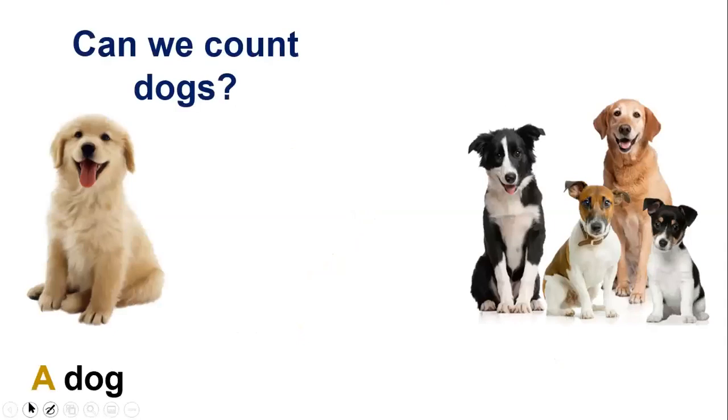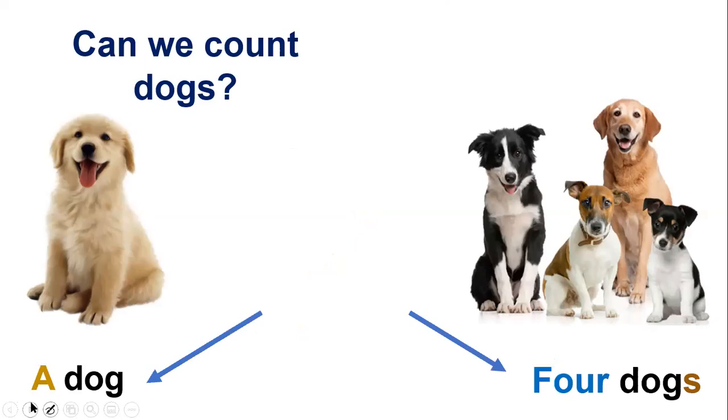What about dogs? Can we count dogs? Yes. So the same thing, I can say a dog and I can say 4 dogs. Okay? So I can definitely count them. They are countable nouns like it says in here.